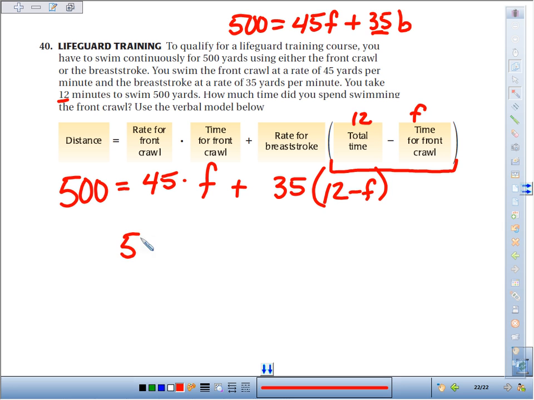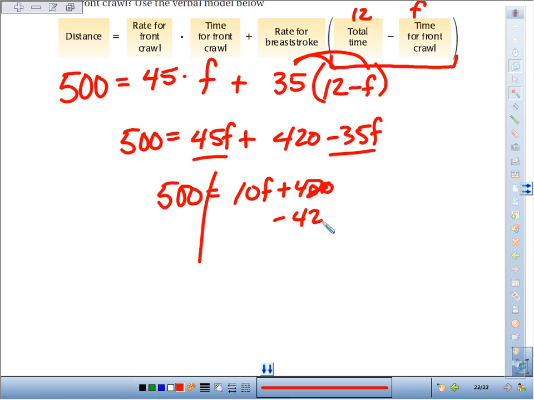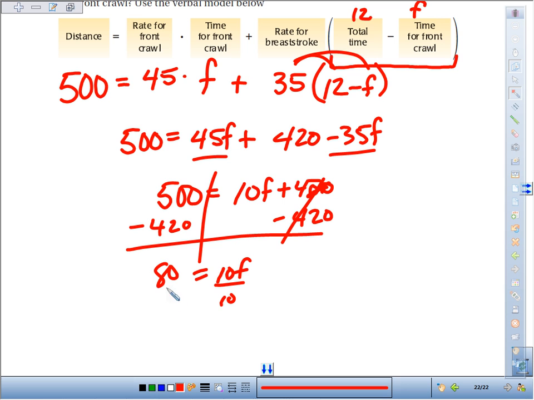Now we've set it up, we've got 500 equals 45F plus, distribute 35 times 12, 350, 420. 35 times negative F would be a negative 35F. Combining like terms, 45Fs minus 35Fs, I've got 500 equals 10F plus 420. Subtract 420 from both sides. Cancels. We get 80 equals 10F. Last step, divide by 10. And we get F equals 8.